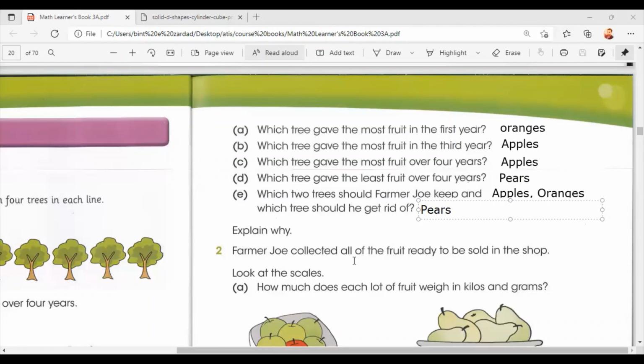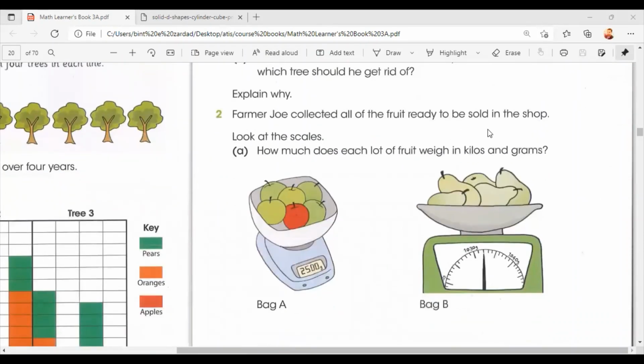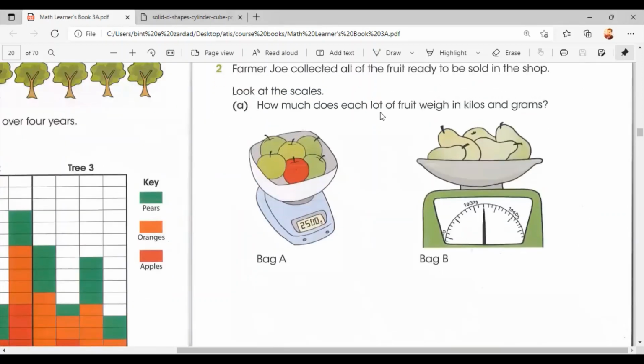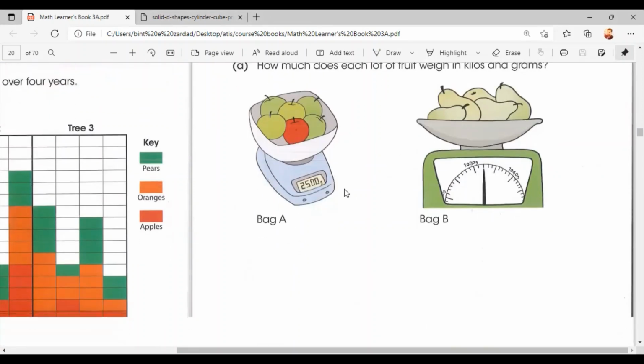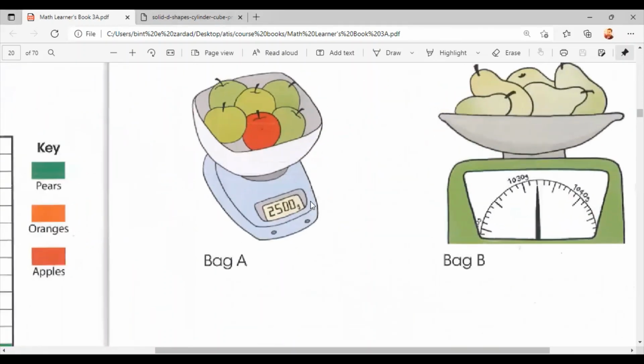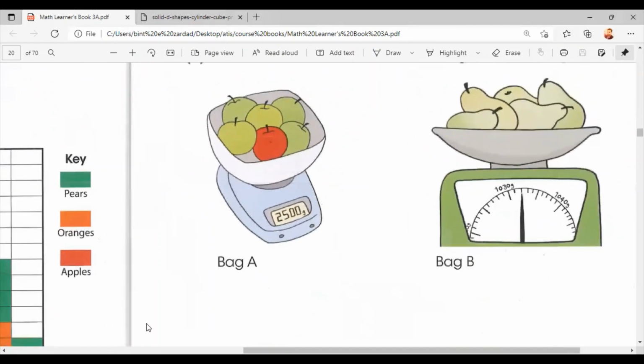Farmer Joy collected all the fruit ready to be sold in the shop. Okay, look at the scale. How much does each lot of fruit weigh in kilo and gram? So this one you can see here, and we need to change into kilo. 1 kg, or 1 kilo. We are saying 1 kilo equals 1000 grams.